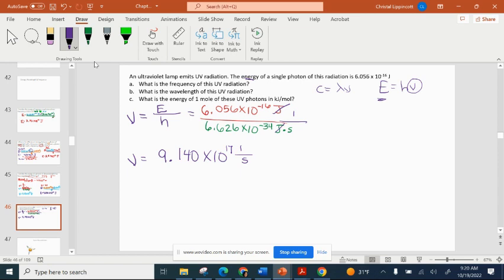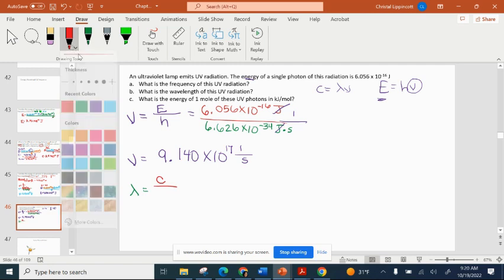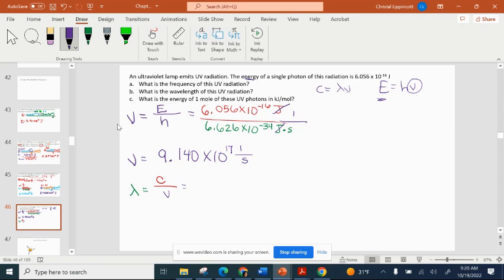This is my frequency. Now they want us to take that frequency and solve for wavelength. So wavelength is going to equal the speed of light over my frequency. So speed of light is 3.00 times 10 to the 8th meters per second divided by 9.140 times 10 to the 17th, and that's 1 over seconds. So my seconds cancel. That's going to leave us with meters for our unit.